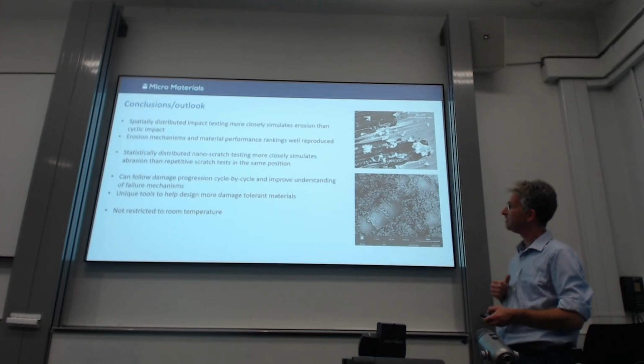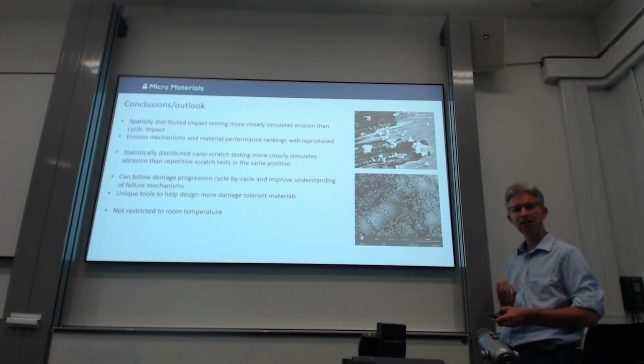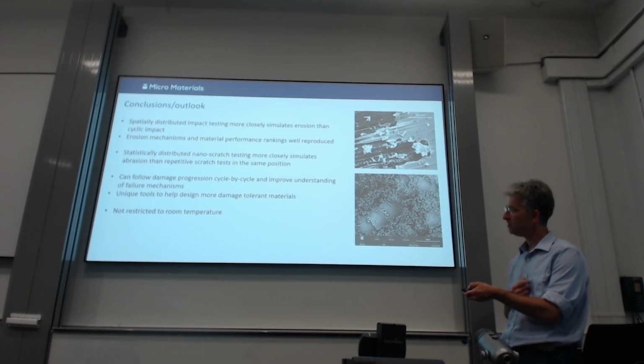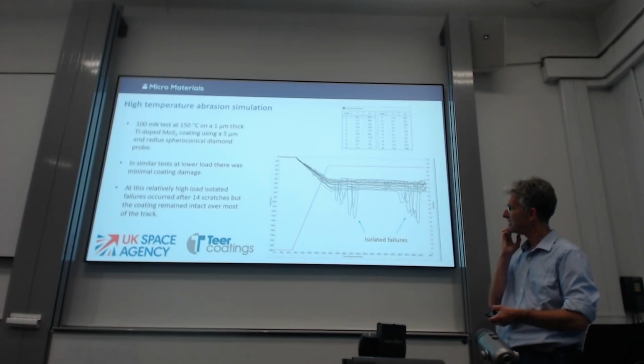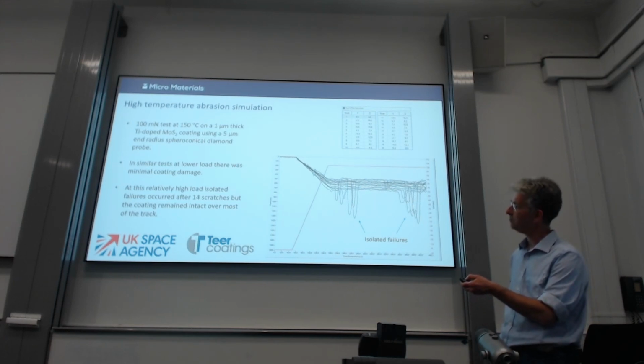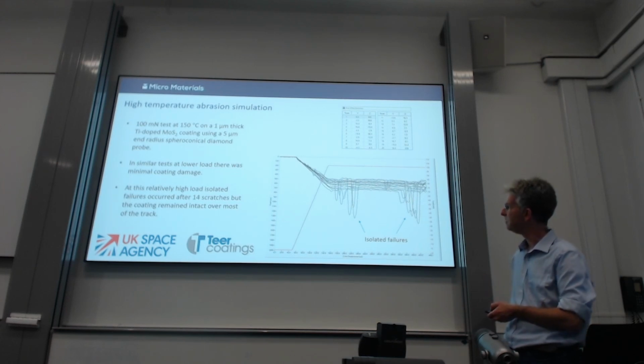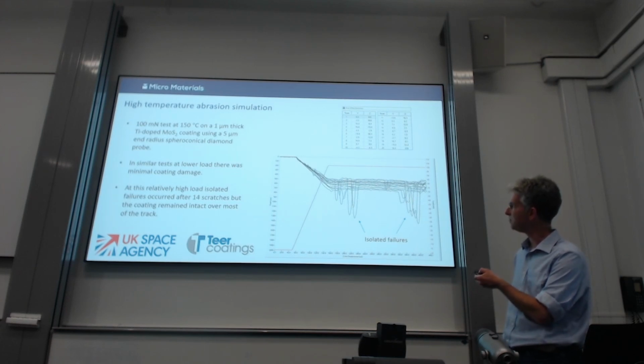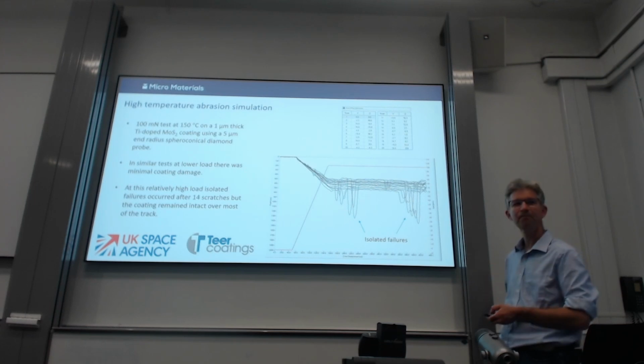So hopefully that's given you some interest in these two new techniques we've developed. They do seem to tell us an awful lot about the progression of wear at small scale. From an applications point of view, it's quite interesting that neither of them are restricted to room temperature. So we have been looking occasionally, in this case with the project with Teer Coatings, at performance at high temperature. Here's an example on one of their titanium doped MoS2 coatings, and this one was particularly good. It's getting some isolated failures there, but it's doing quite well.